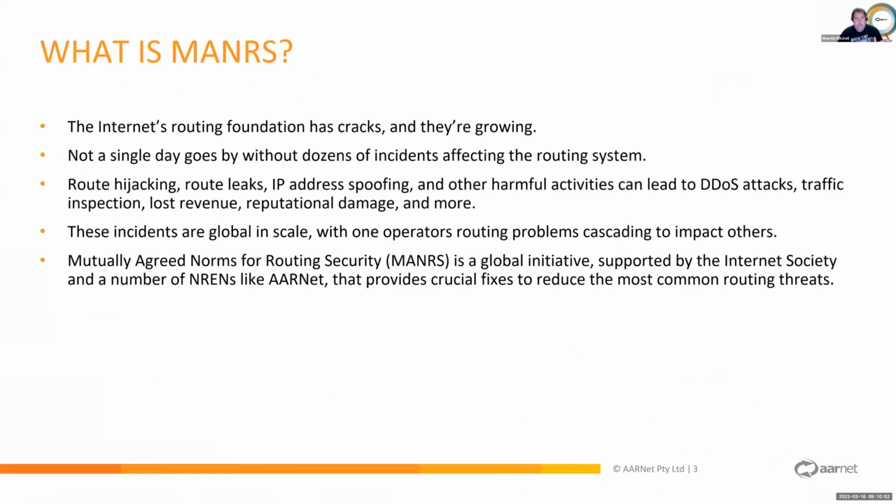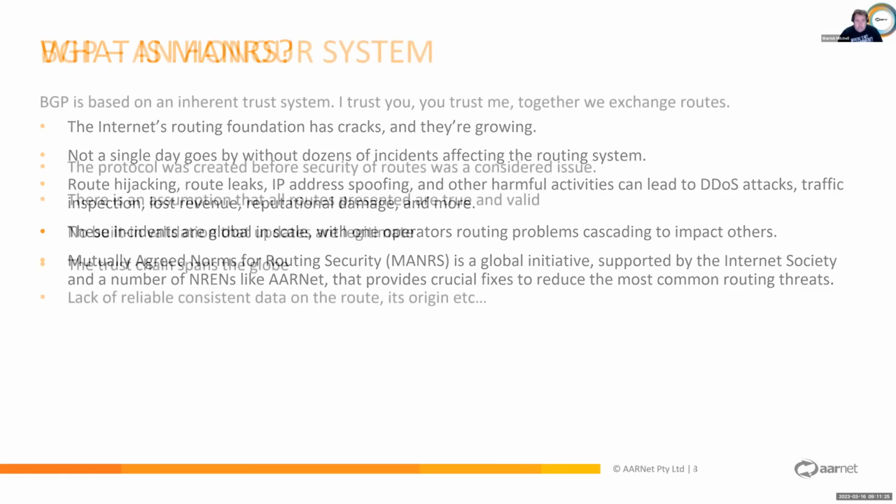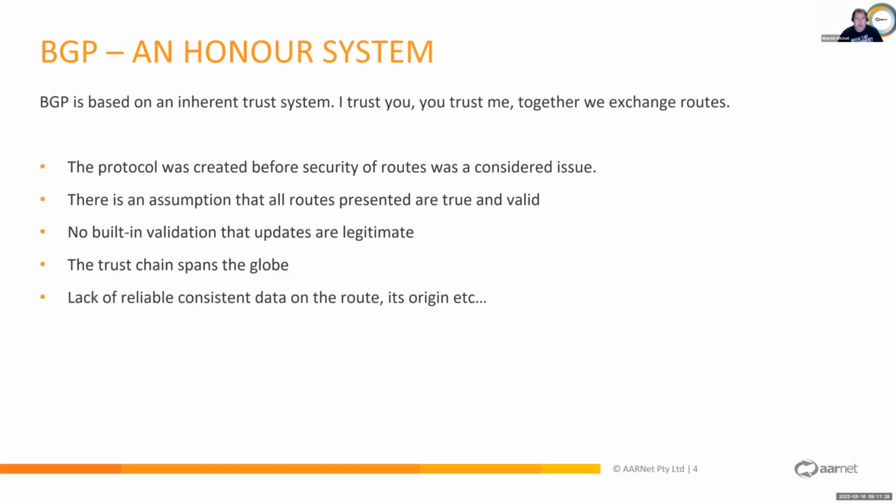So as I mentioned, MANRS is about internet routing and the fact that its foundations have cracks, as we'll talk about with BGP leaks and hijacks. There are a number of different events that affect the routing system nationally and internationally and, well, globally. Some of these you would have seen, like, for example, when YouTube went off the air. And so, as I said, this is the initiative that was created by ISOC to basically provide crucial fixes to reduce the common elements. So, as I said, BGP is based on an inherent trust system.